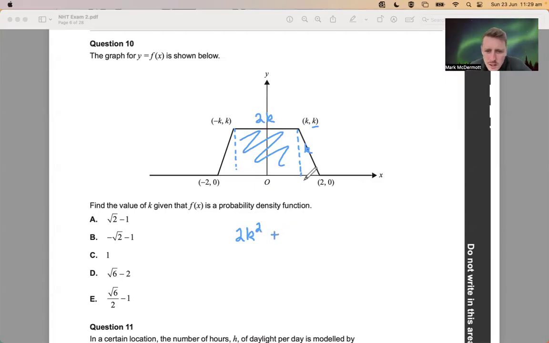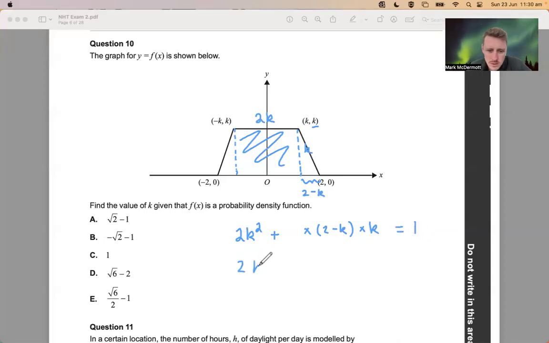Plus, we've got two triangles going on here. A triangle is half times base times height. Let's work out what this length is. The distance from here to here is 2, but the distance from there to there is k. So this distance is 2 minus k, and the height is also k. So the area of this triangle is a half times the base, 2 minus k, times the height, k. But there are two of them because we've got this one over here, so we can get rid of the half because we're going to double it anyway. And all of that equals 1.